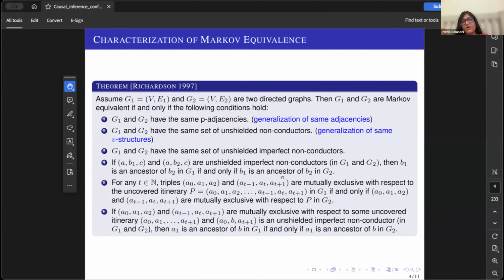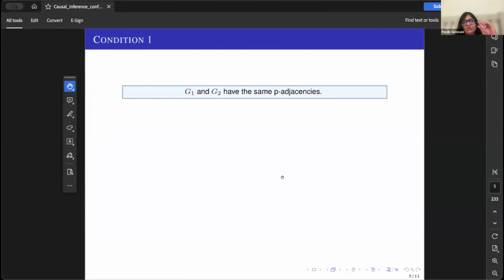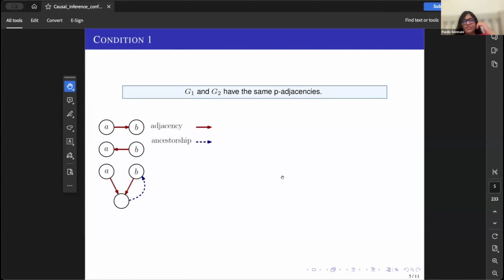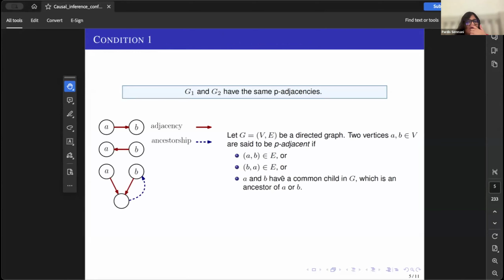Now, the next question is, how are we going to use this characterization? I'm just going to explain a little bit more about this first condition, so I can give you the idea of this algorithm. The first condition said that G1 and G2 should have the same P adjacencies. Just to give the definition of P adjacencies, two vertices A and B are said to be P adjacent, or pseudo adjacent, if they are either actually adjacent in the graph or they have a common child, which is also an ancestor of at least one of these two vertices, A or B.